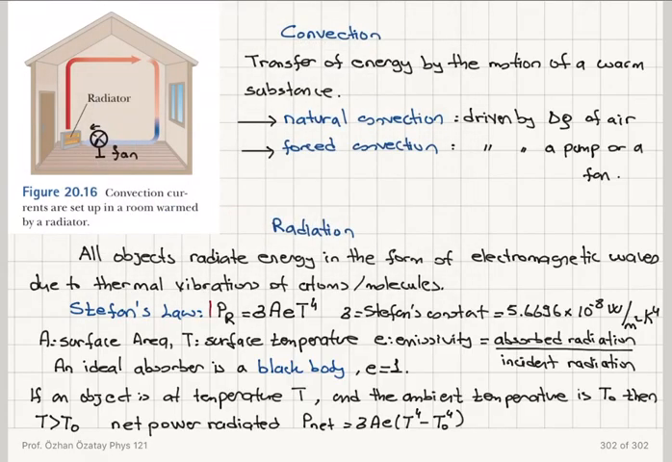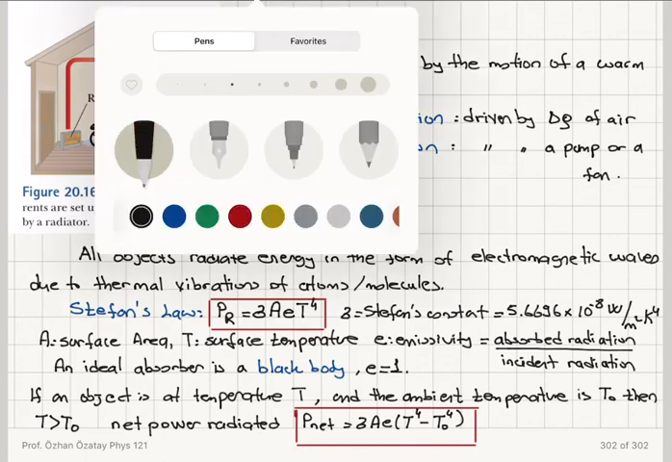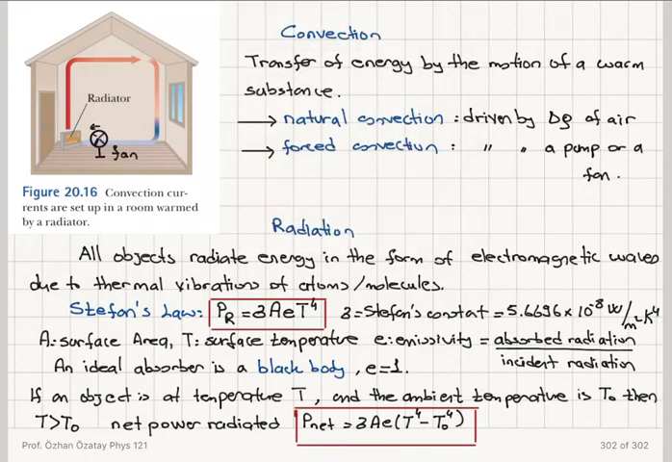So the power radiated is given by Stefan's law, and the net power radiated depends on the ambient temperature and is given by also Stefan's law, taking into account the radiation of the object and the radiation coming from the environment.